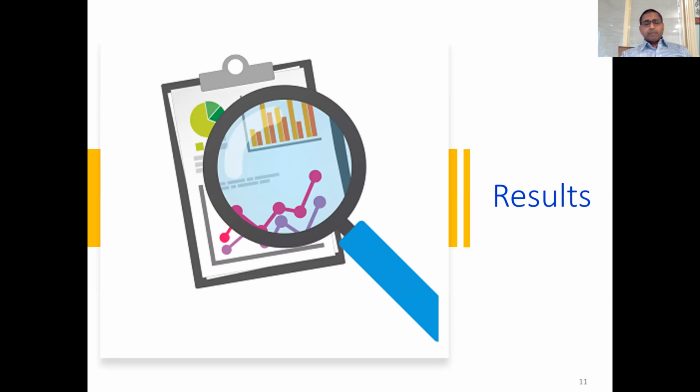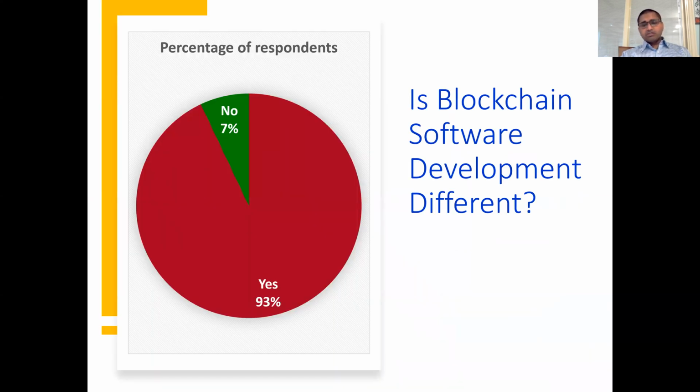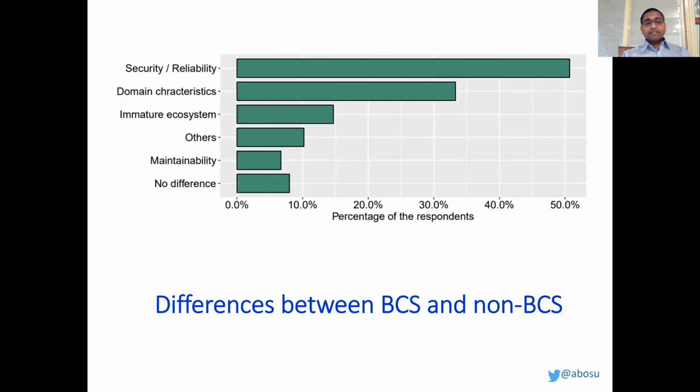Now let's look into the results. Due to the time limitation, I will only discuss the key results of our study. So, is blockchain software development different? 93% of our respondents said yes, it is somewhat different from non-blockchain software development. Now, what are the areas that mark the differences? A significantly higher emphasis on security and reliability marks the key difference here. The second differentiating factor is the unique characteristics of the blockchain software development domain that are not seen in the non-blockchain software development domain.